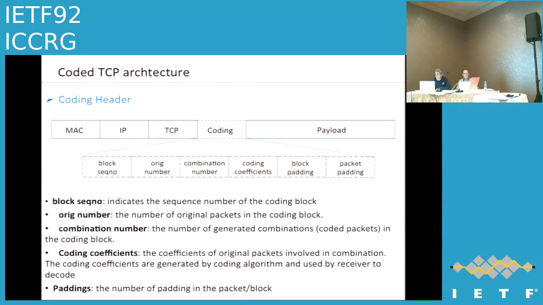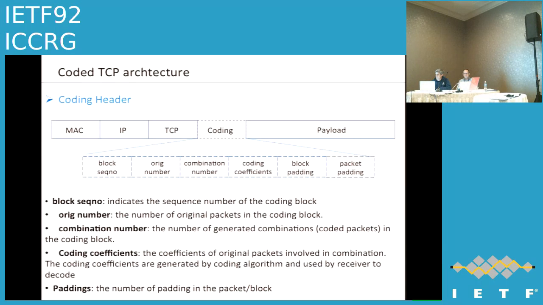So next, please. In order to decode the coded packets in coded TCP, we also involve the coding headers, which include the block sequences, original and coded numbers, and the coding coefficients. The coding coefficients indicate the coefficients of original packets involved in the combination. The coding coefficients are generated by the coding algorithm and used by the receiver to decode.